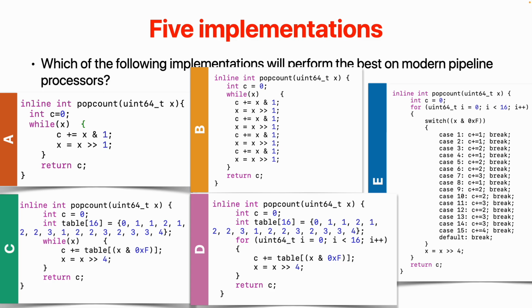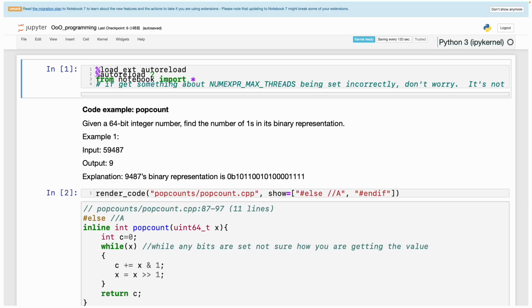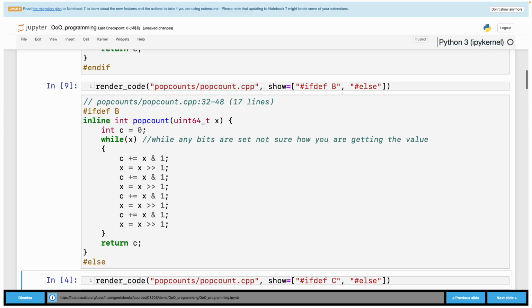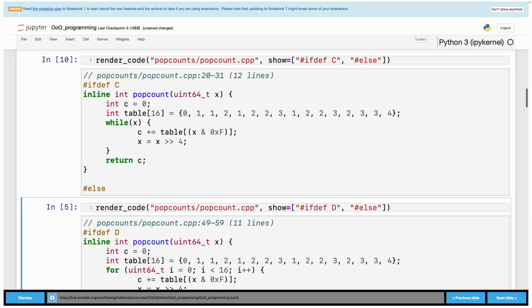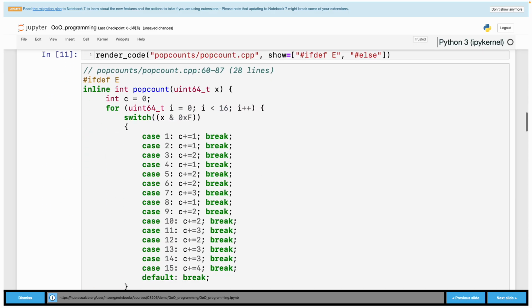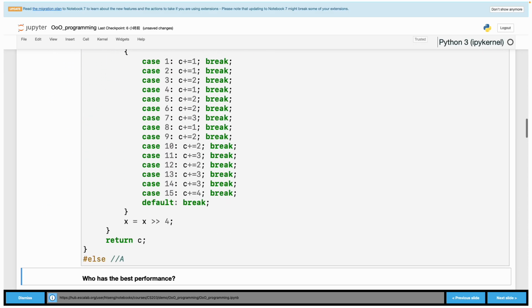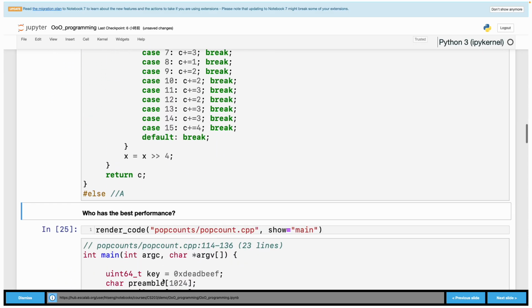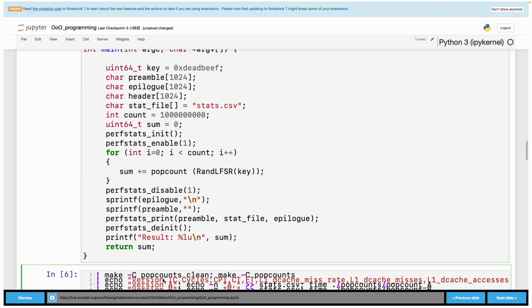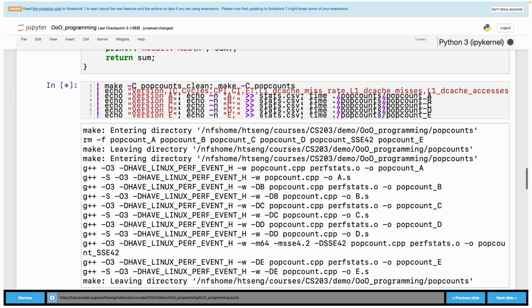Anyway, let's run a demo first. The answer is indeed D, but let's take a look at what their performance difference is. So this is the problem. This is the code, exactly like what I provided, and we have different versions of the code. This is version E. Now let's run it and see who has the best performance.